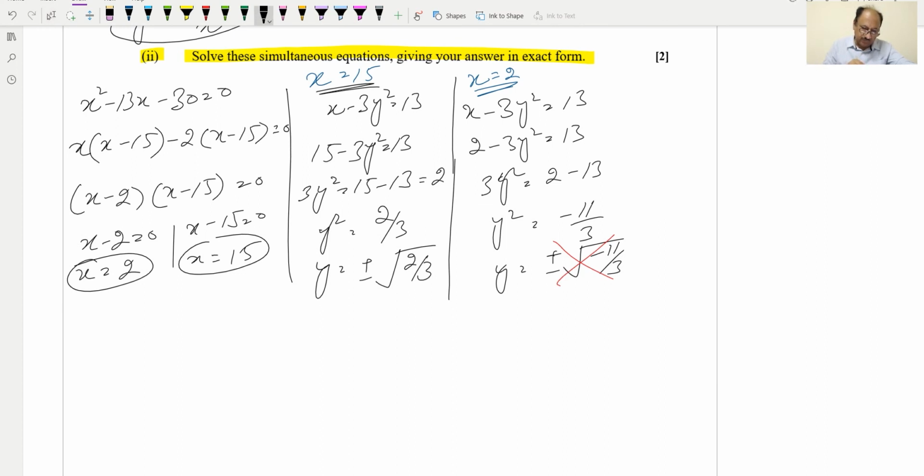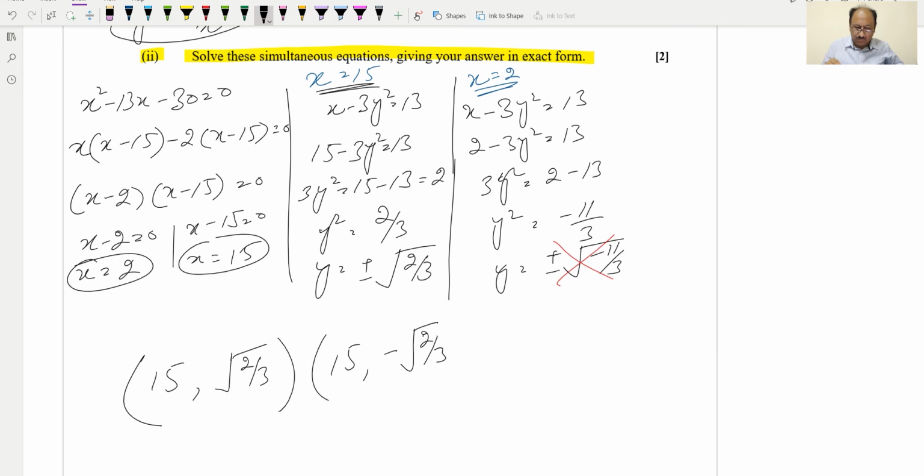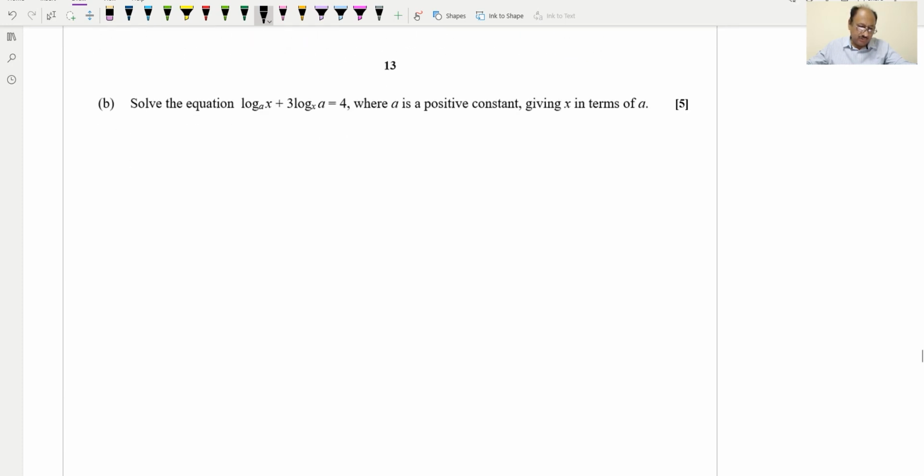Our answer will be, we can take the x value as 15 because the other value we are not taking, so 15 plus under root 2 over 3, and the second value will be 15 minus under root 2 over 3, and this will be our final answer for this part. Hopefully you understood this.